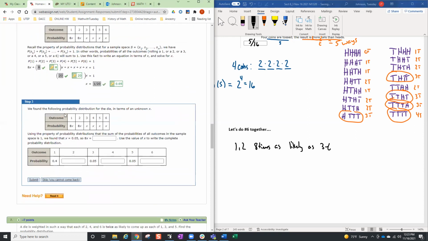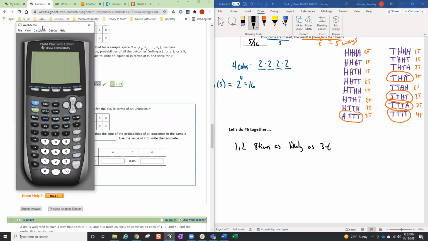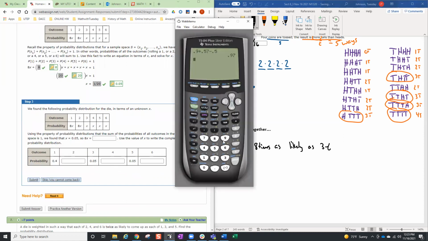All right. We found the probability distribution for the die in terms of an unknown X. We also found that X is 0.05. So 8X is 8 times 0.05. Let's not trust my brain on this one. 8 times 0.05 is 0.4.